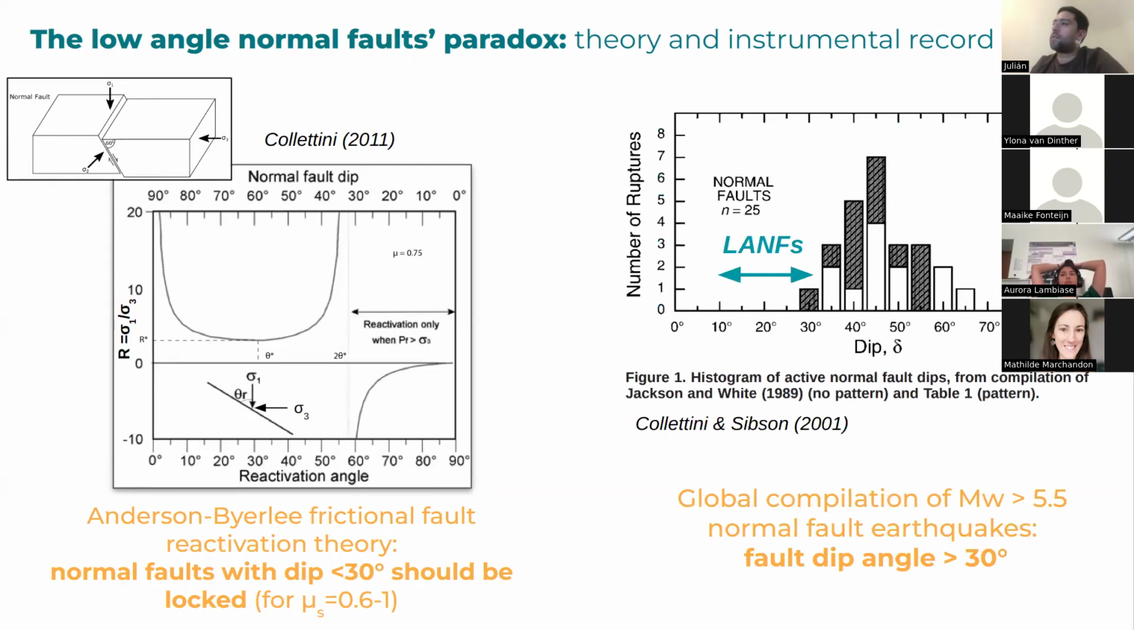And the theory is consistent with what we observe in the seismic record, because if we look at the global compilation of large normal earthquakes of magnitude larger than 5.5, with unambiguously discriminated rupture planes, we can see that those earthquakes occur on faults dipping between 30 and 70 degrees.